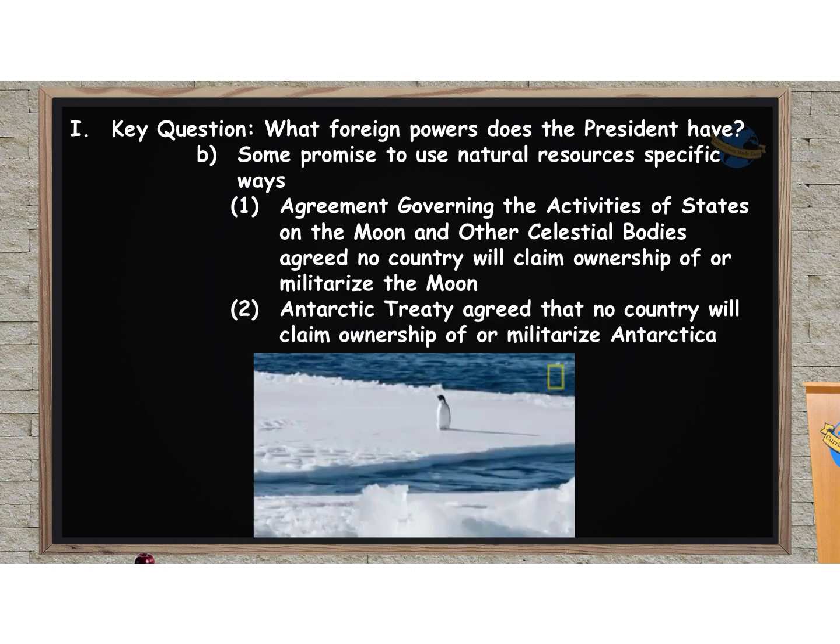Similarly, the Antarctic Treaty is an international treaty among all member countries that agree that no country will claim ownership or militarize Antarctica. The idea here is that the moon, the planets, and Antarctica are all there for the joint ownership and use of everyone, not just one single country. This is designed to avoid military conflict between different countries when it comes to space exploration and Antarctica.